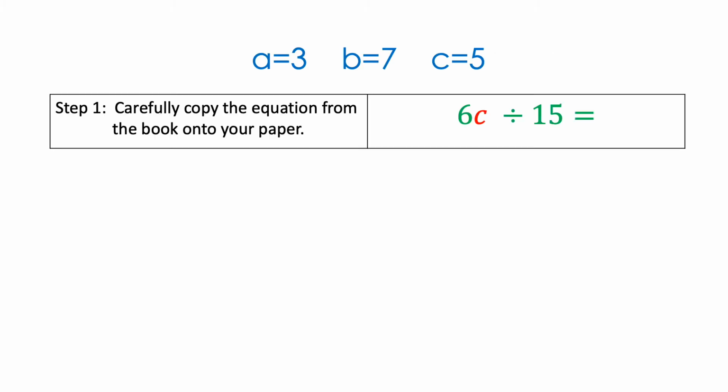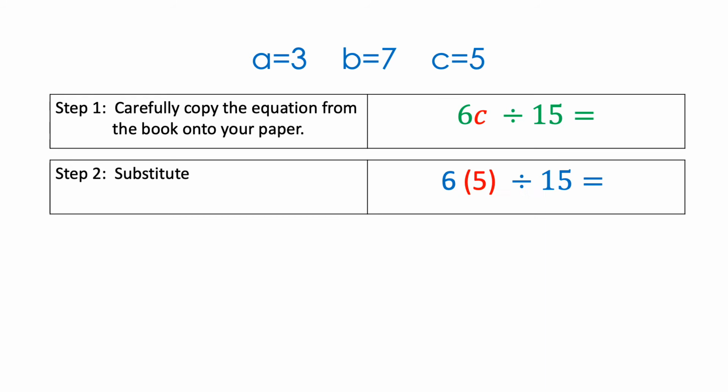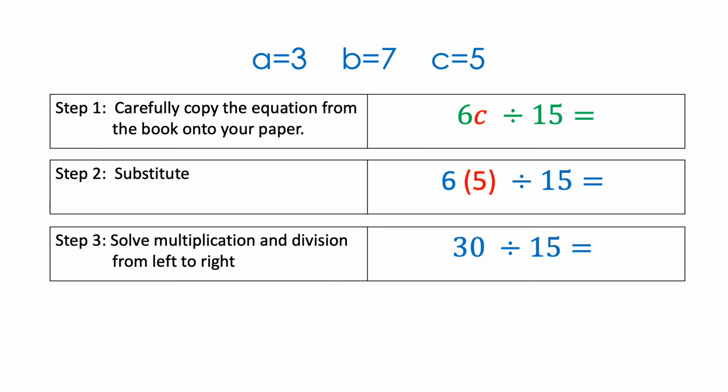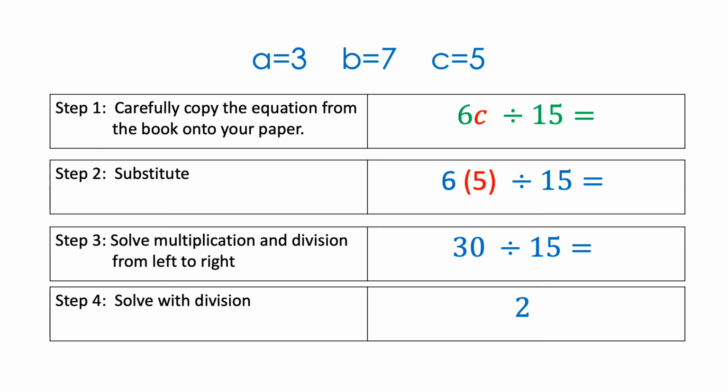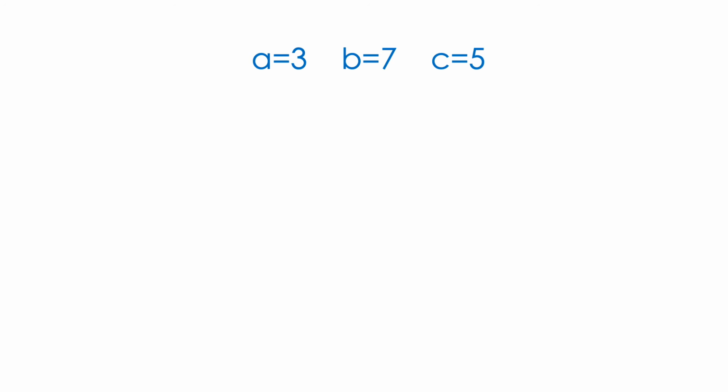Let's look at question number 1. The first thing we need to do is copy carefully the problem from the book. So it says 6c divided by 15. First thing we're going to do is substitute. 6 times 5 divided by 15. Then we multiply 30 divided by 15 and solve, and we get an answer of 2. So we're going to substitute and solve using order of operations.